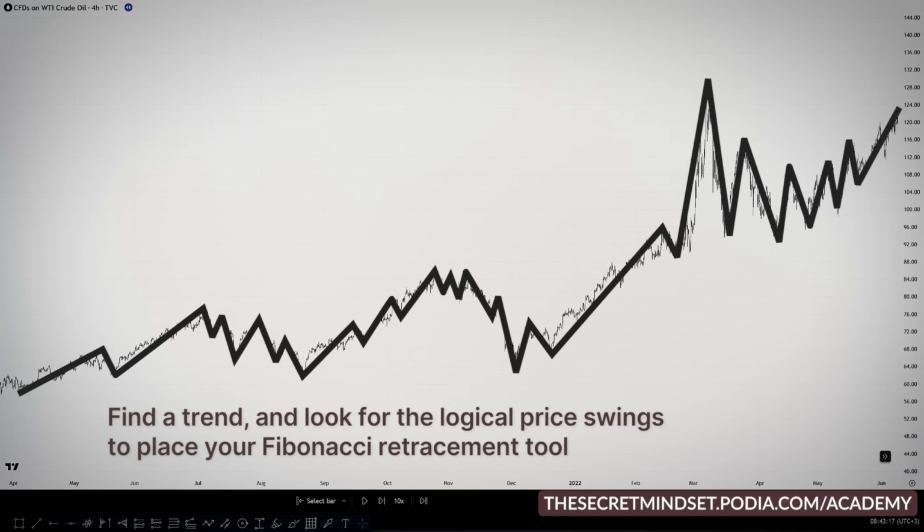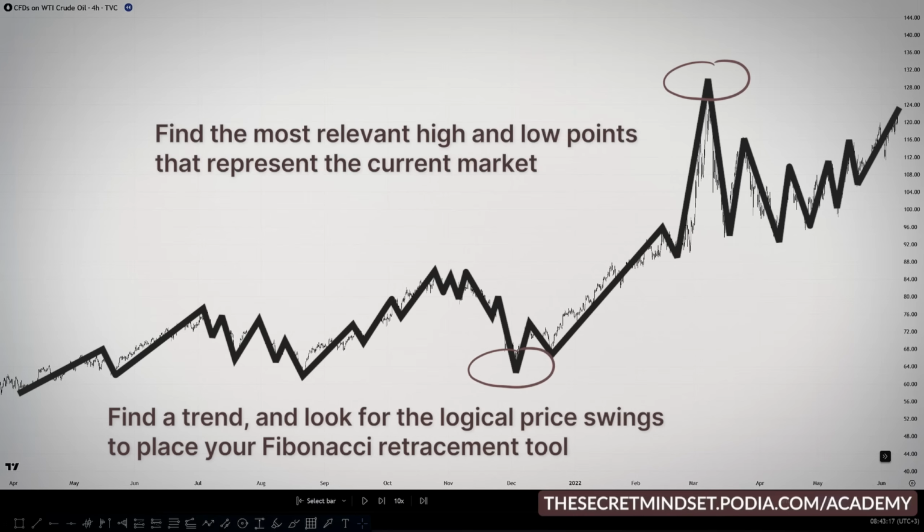Without a clear trend, these levels lose their significance and impact on price movement. When you spot a trend, look for the logical price swings to place your Fib retracement tool. This step is critical, and often where most traders struggle. The trick is to find the most relevant high and low points that represent the current market conditions.